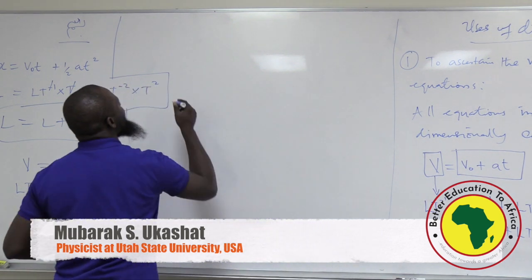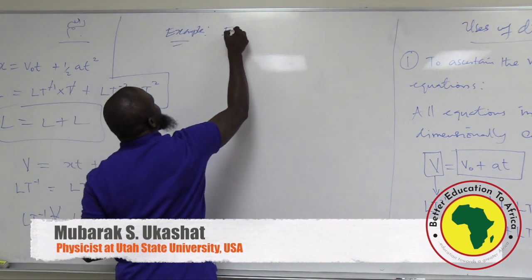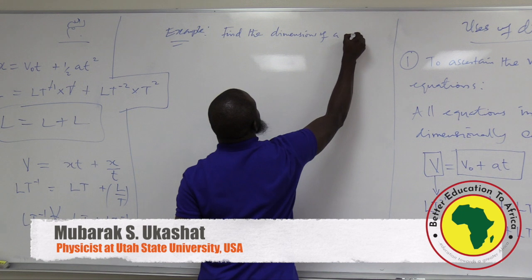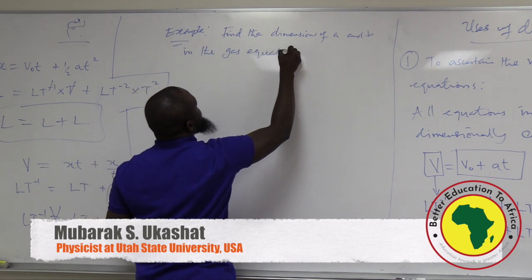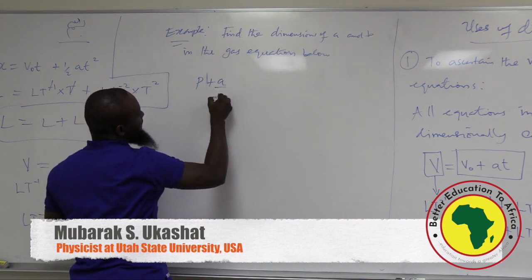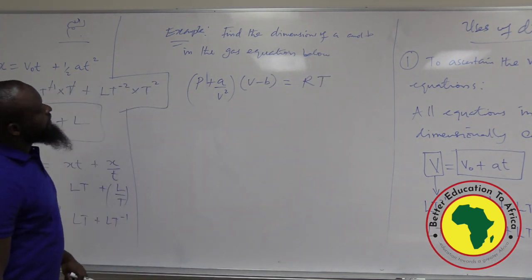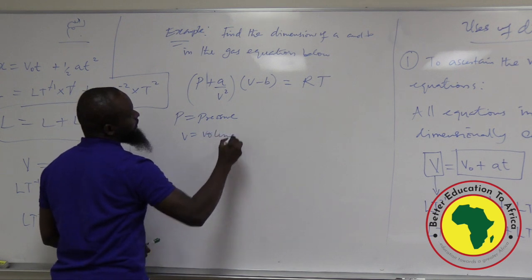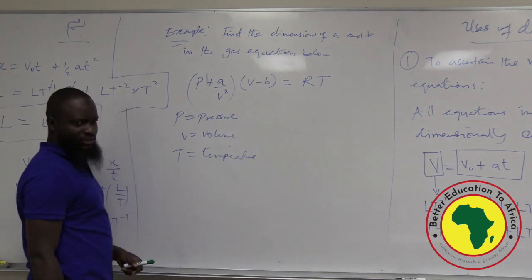Now, let's take an example. Find the dimensions of A and B in the gas equation below. So I say P plus A by V squared, times V minus B, equals RT. So this is a gas equation. P is pressure, V is volume, T is temperature, and R is some constant.